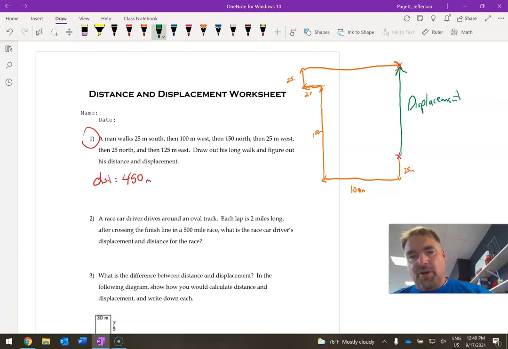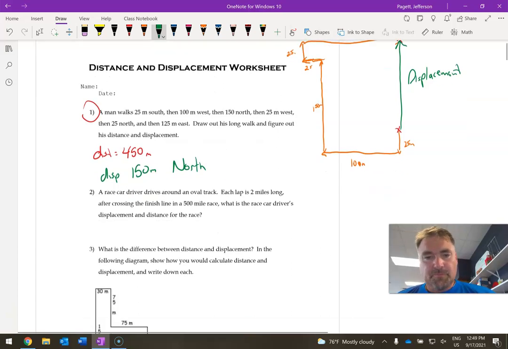And what I can do here is I can say, all right, well, I know that I ended up going 100 west, 25 west, and then 125, I forgot to label that, east. Well, if I add up both of those together, I end up with 0 east-west. So my only displacement is going to end up being north-south. So if I look, I went 25 south, 150 north, and then 25 north. The 25s cancel out. So my displacement, and I'll leave this in green, is going to be 150 meters. And with displacement, I also have to have a direction. So 150 meters north. Okay.